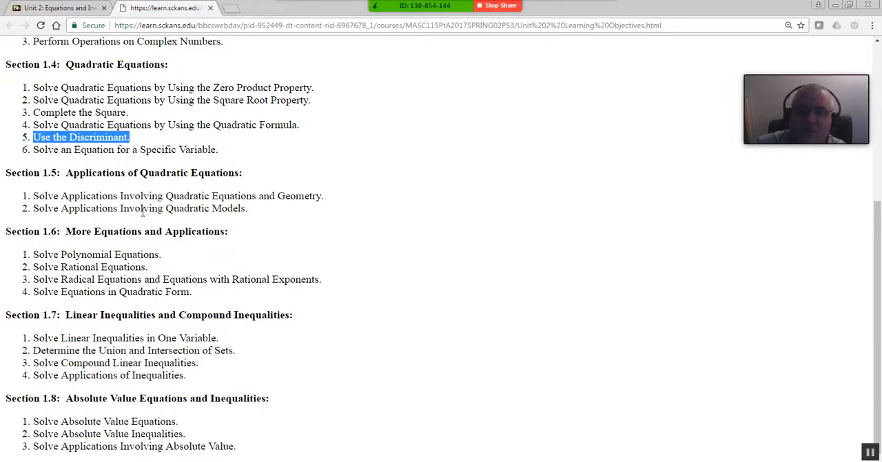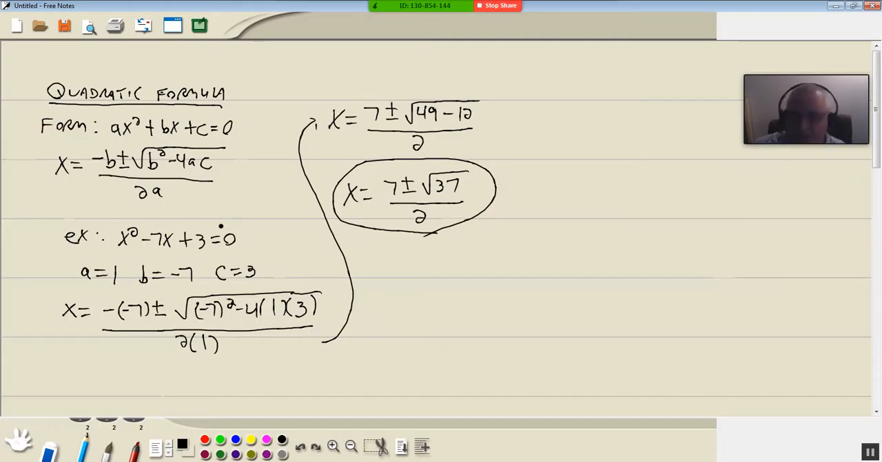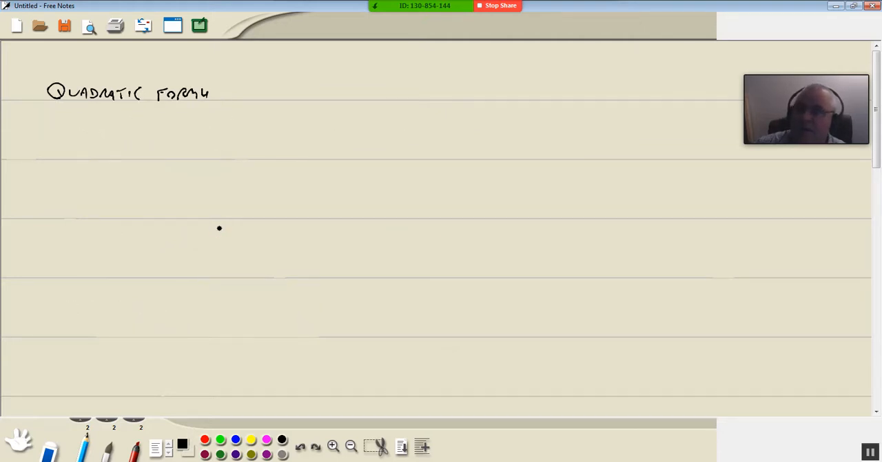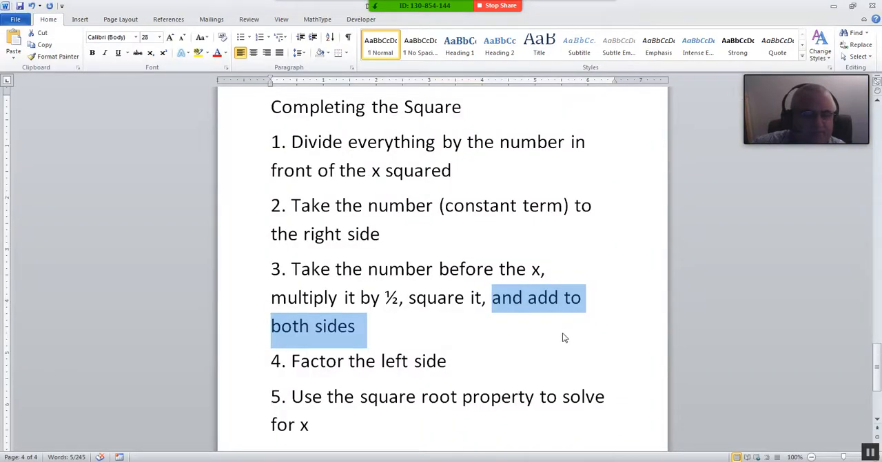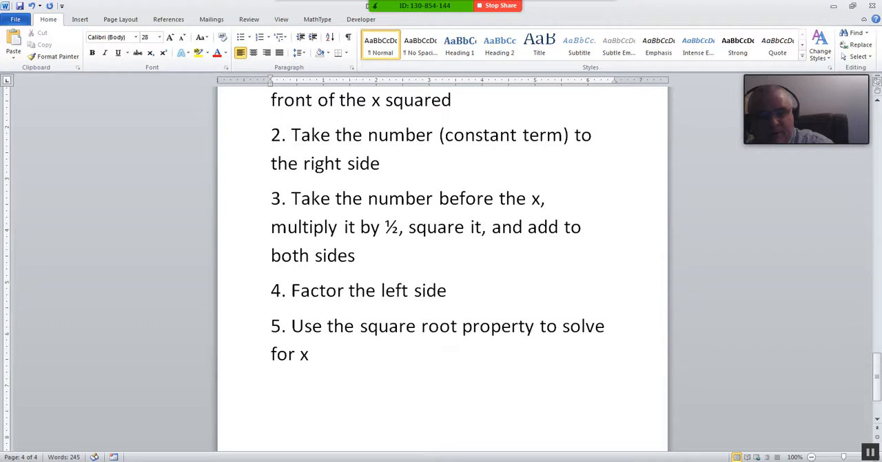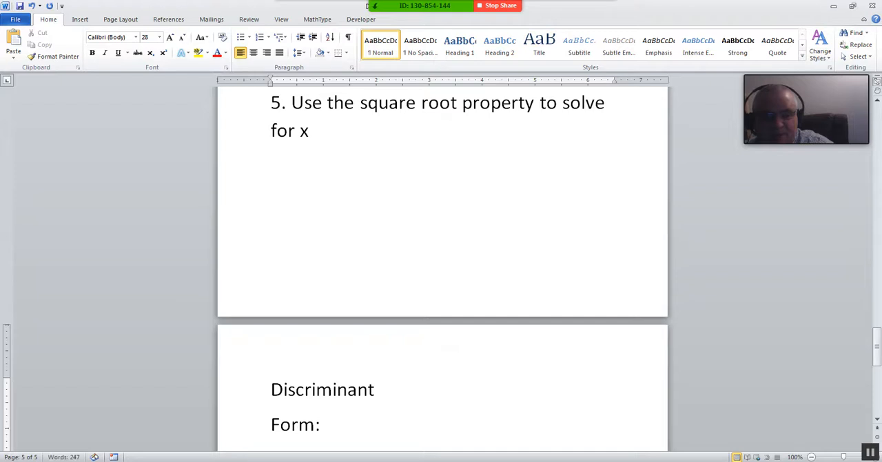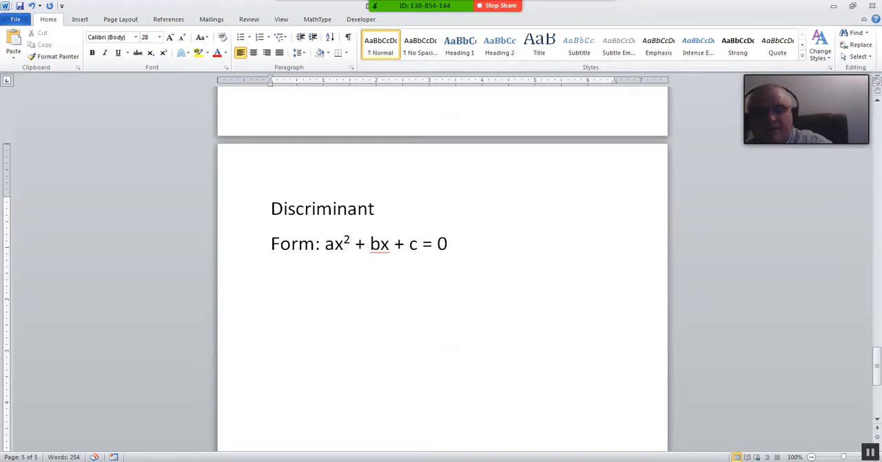Now using the discriminant. Let me clear this off. And let's talk about the discriminant. Discriminant is a piece of the quadratic formula. If you have the problem of the form ax squared plus bx plus c equals 0, then your discriminant is going to equal b squared minus 4ac. You notice this is just the part that was underneath the square root.